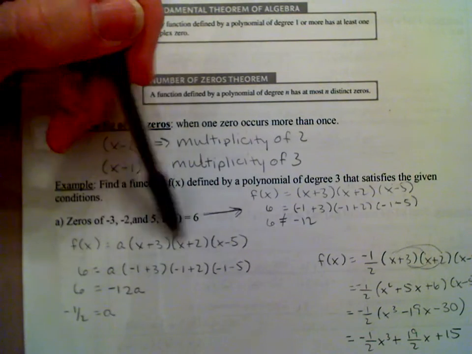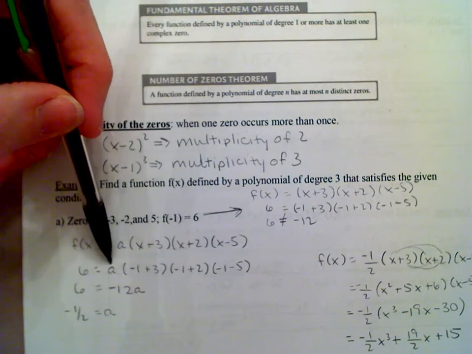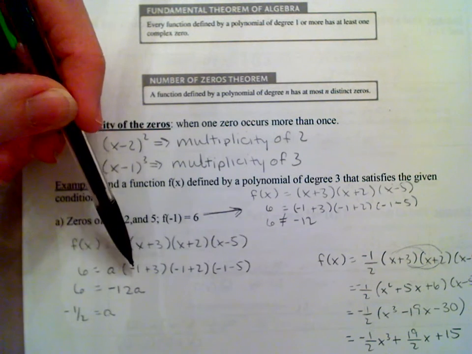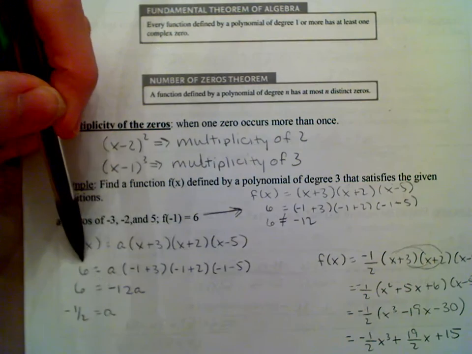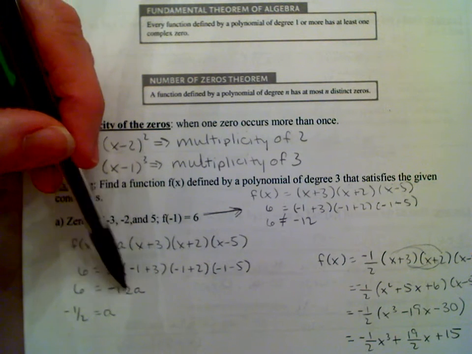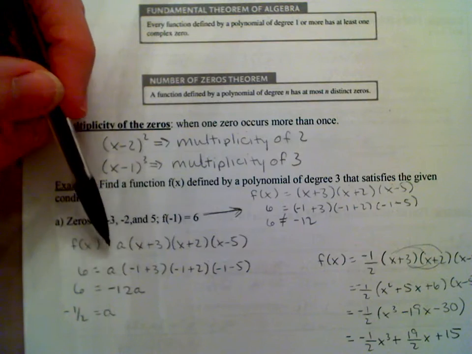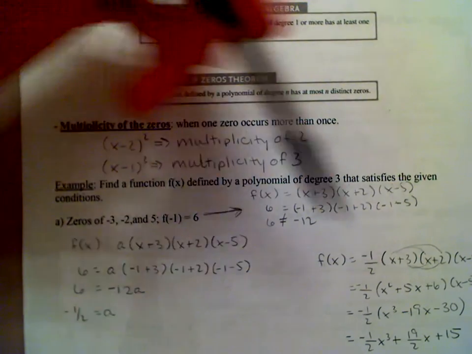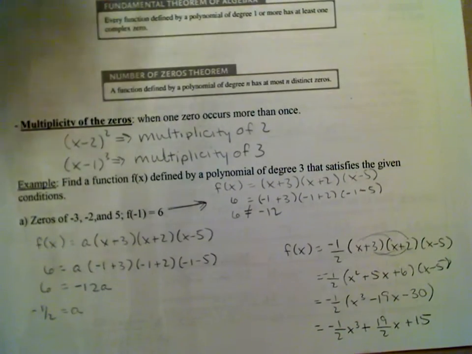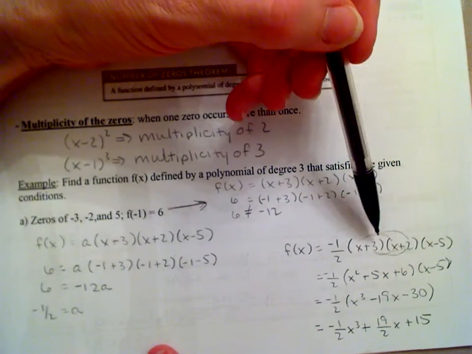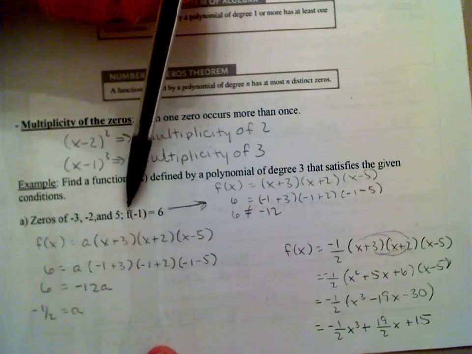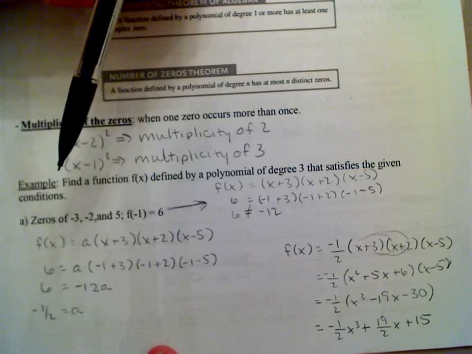And so what I did is I took my basic function and then put a times this, and then I plugged in -1 for x and set the value of my function equal to 6. And then I was actually able to solve for a. And so now what I know is a is -1/2, so this function, -1/2 times (x + 3)(x + 2)(x - 5), will give me a value of 6 when I plug in -1.